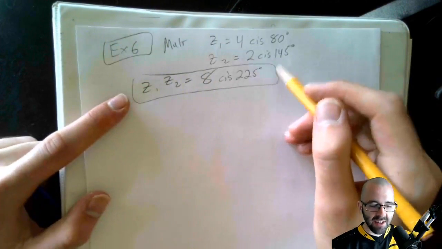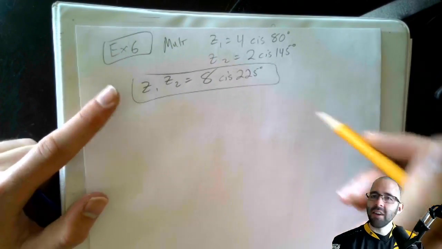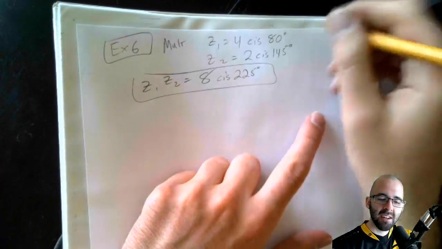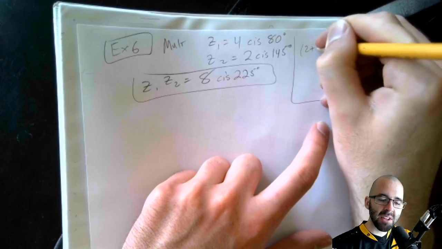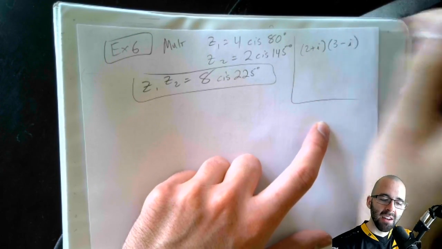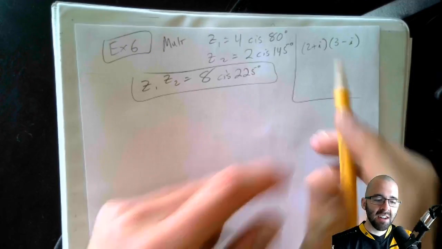Isn't this crazy? Look how quick that was. You don't have to FOIL complex numbers, right? Before, to multiply complex numbers, it was super annoying. You had to FOIL it out. You had to simplify. This is like that.